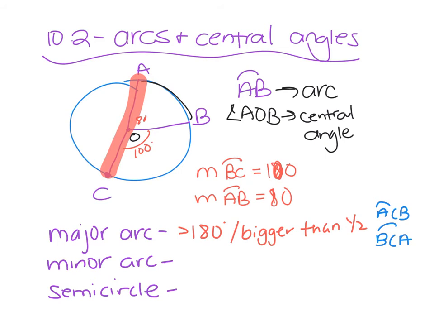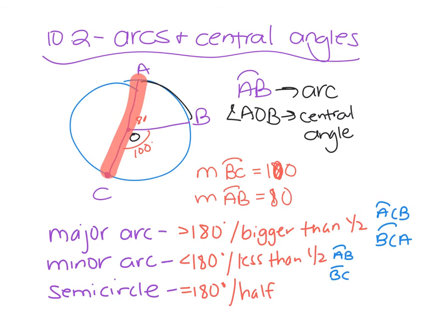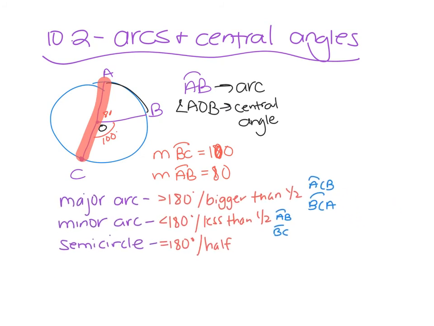Okay, the minor arc would be what? AB would be a minor arc, so less than 180, or less than half the circle. AB or BC would both be minor arcs. And then a semicircle is equal to 180, or half a circle. What's the name of a semicircle in this diagram? AC or ABC, BC, or CBA, same thing. Questions?